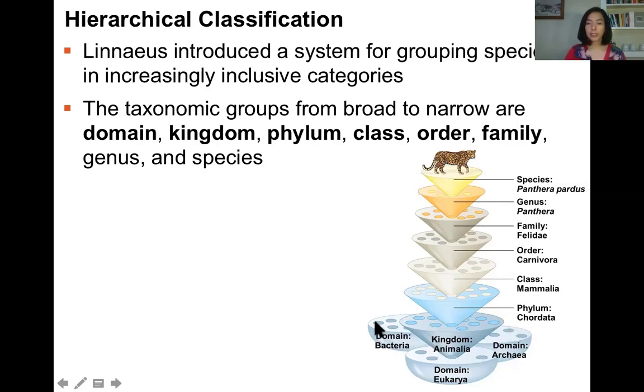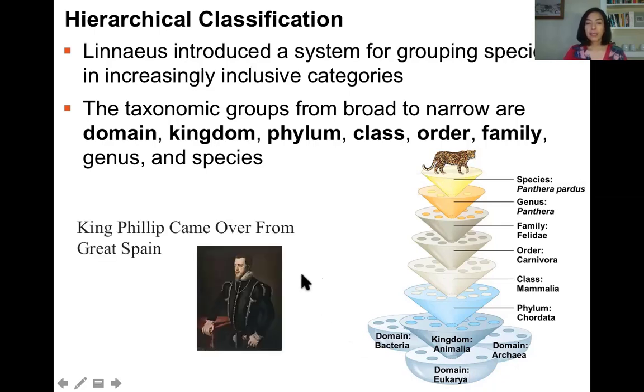But then we have the domains in here, and if we use the kingdom Animalia, these species belong to the kingdom Animalia, and this kingdom Animalia belongs to the domain Eukarya. In the past, there was this mnemonic: King Philip came over from Great Spain, and you could add something that starts with D. A student in the past added Dom, to represent the domain. So you see, now we have increasingly inclusive categories.